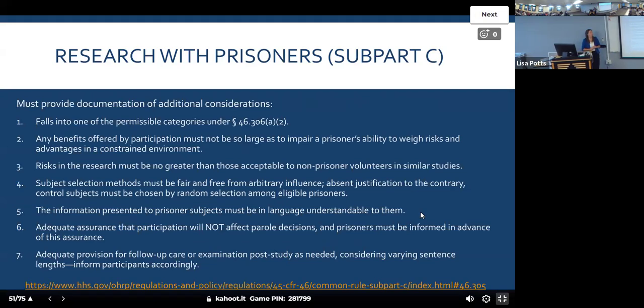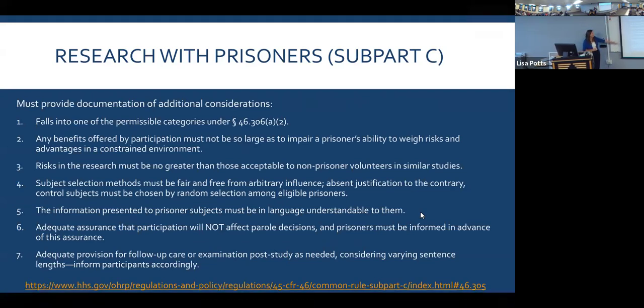So there's a whole separate list of 7 additional considerations that have to be addressed. If you or your student is submitting research that involves prisoners as participants, we will ask them to answer all of these 7 questions. And depending on the situation, not necessarily specific to prisoner research, but it's usually where it's most applicable, we may ask you to obtain a certificate of confidentiality as well. So it's just another safeguard.